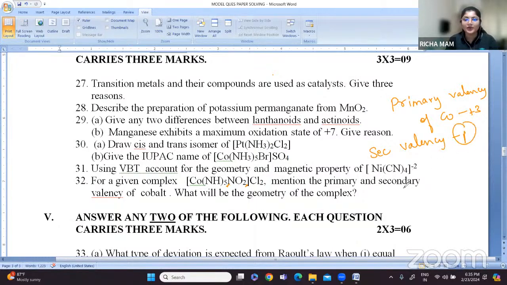And what is the geometry? When the secondary valency is 6, the geometry is octahedral. For each correct answer, you will have 1 mark. So this is ammine, this is 3, you have to mention this as 3.